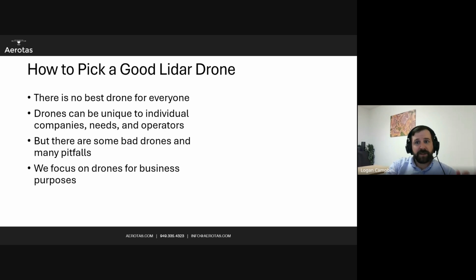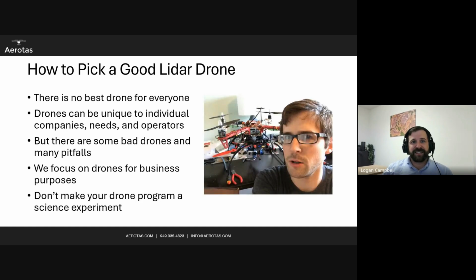My focus, again, is finding balance on drones for business purposes, not for research, not for trying to push the absolute cutting edge of technology on research programs. And so I say, don't make your drone program into a science experiment, which is something that I definitely did. I love finding this picture of me, by the way, one of the only photos of me with one of my hand-built drones, back in 2013 or 2014 or so.